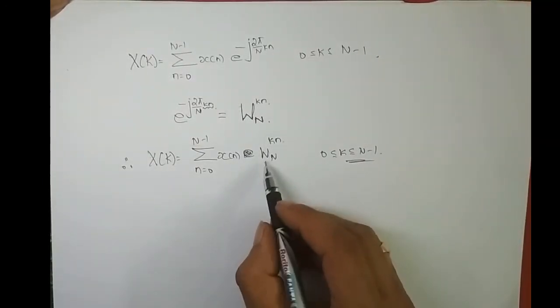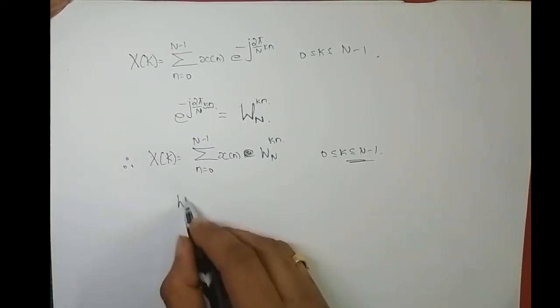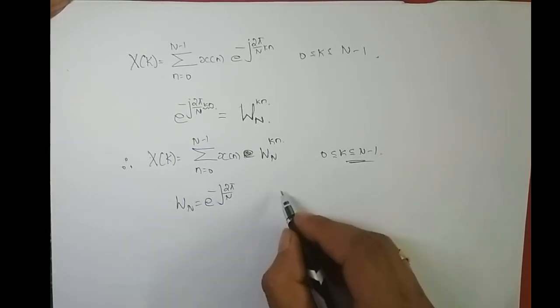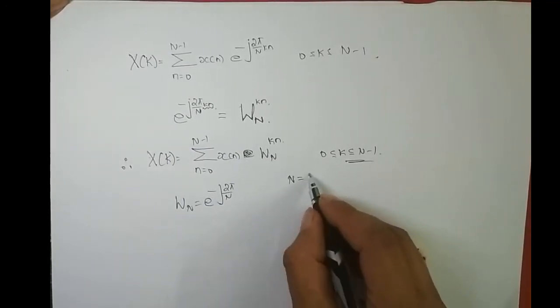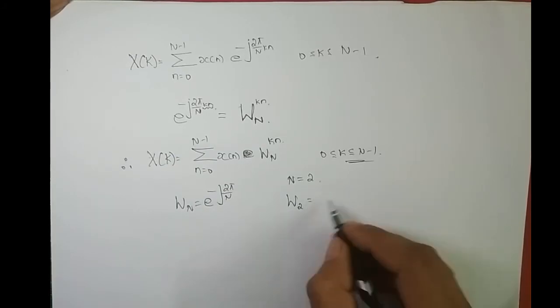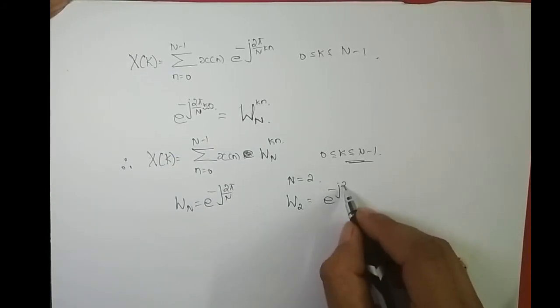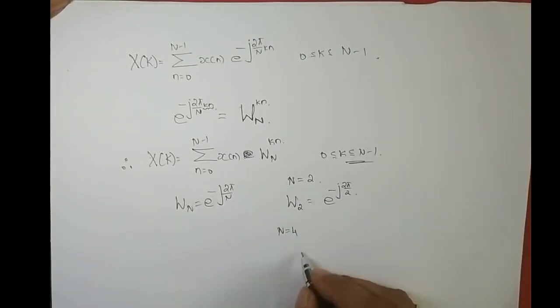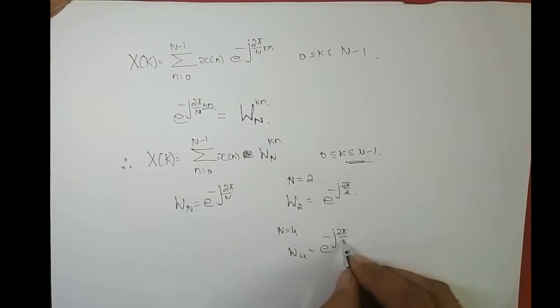Fine. So, W n is what? E power minus j 2 pi by n. For example, for n equal to 2, how do I write? W2, right? And what is W2? E power minus j 2 pi by 2. For n equal to 4, W4, and what is W4? E power minus j 2 pi by 4, and so on.